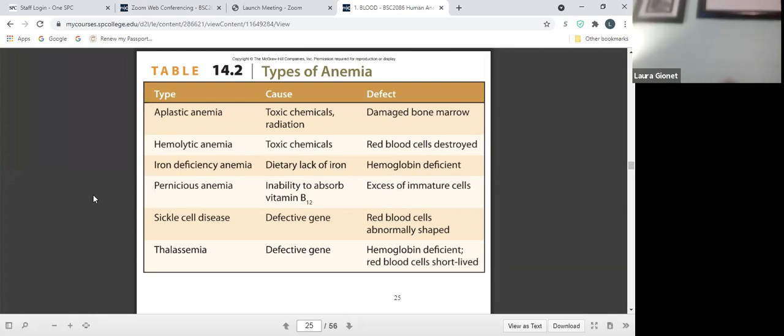We have pernicious anemia, which is the inability to absorb the B12 because of the lack of intrinsic factor. Sickle cell anemia is the one we described earlier, where we have a substitution of valine for glutamine at the 6th position. And then we have thalassemia, minor and major. There's 2 different types, but similar. That is also, again, a defective gene, where the hemoglobin is not being made properly.